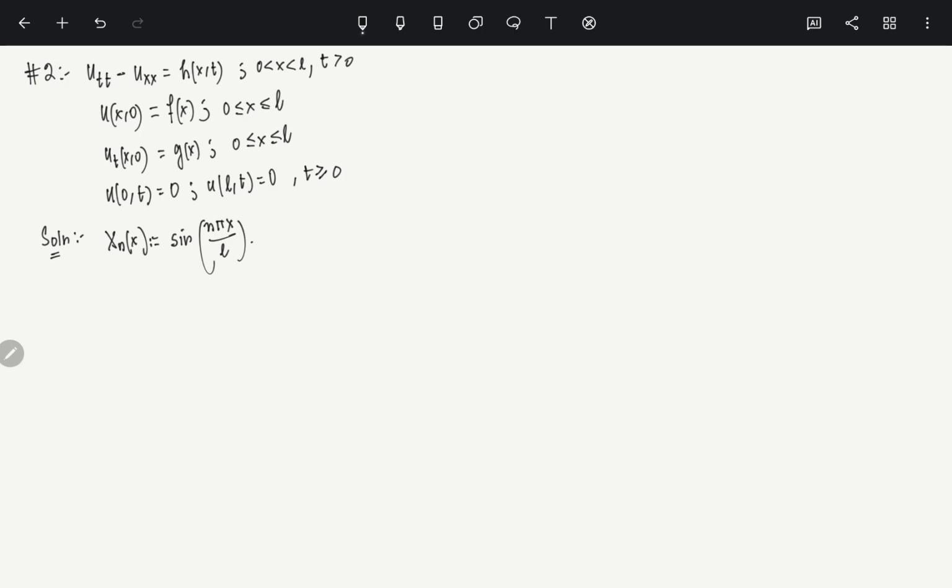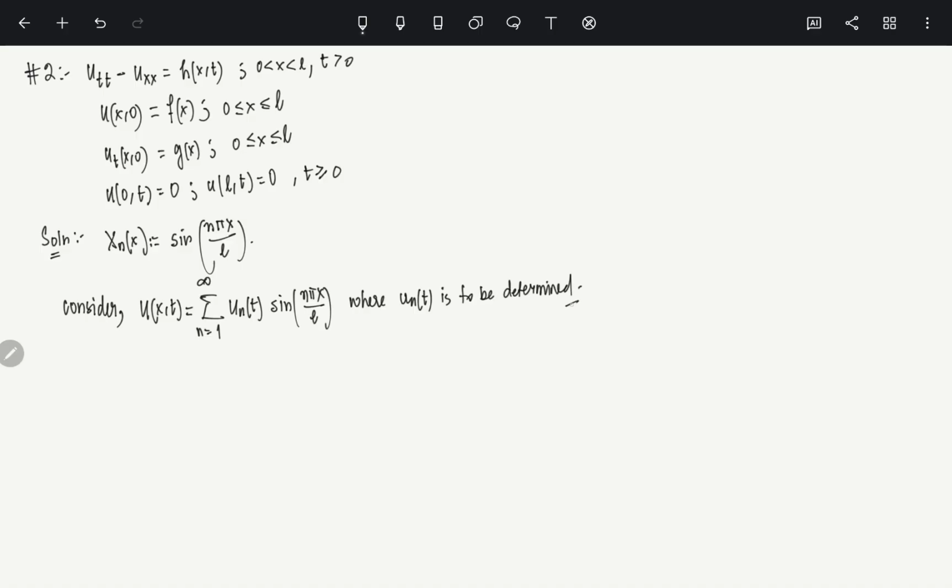While solving the homogeneous problem, you got some eigenfunctions, Xn of x. Those functions are required, so here also I am using this function. We are looking for a solution like this: u of x,t equals the summation n equals 1 to infinity of un of t times sine of n pi x by L, where un of t is to be determined.